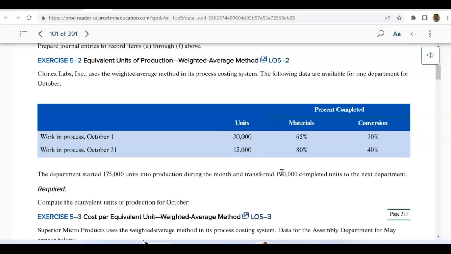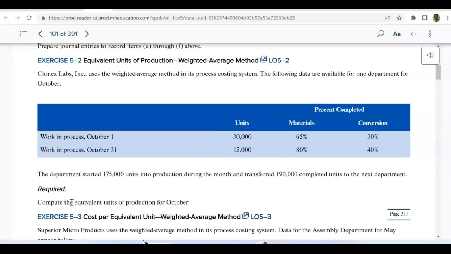Got it? So 190 completed, which is 30 from last month. So the remaining 160 comes from here, 175. So 175 minus 160, it's 15,000 left.